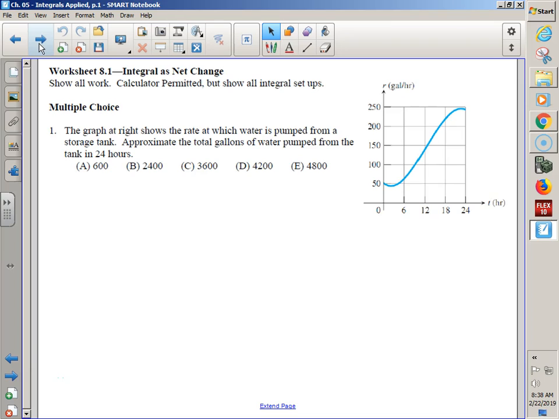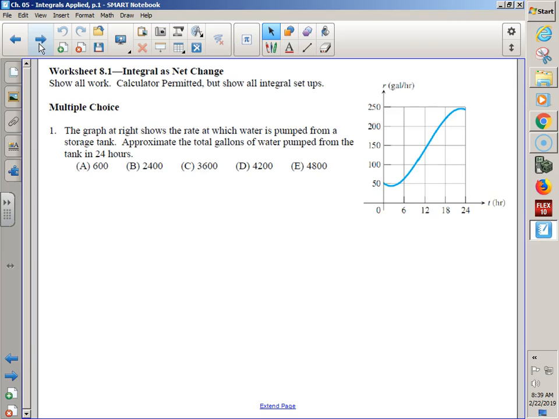Which water is pumped from the storage tank? Approximate the total gallons. How do we go from gallons per hour to gallons? Integrate. But we don't have a function. That's okay. What did we just talk about? If we don't have a function, what do we need to think about? Area. Unless we're given a table, then we might have to think about Riemann sums. Oh, you just did test corrections and you did a right Riemann sum. That's a table.